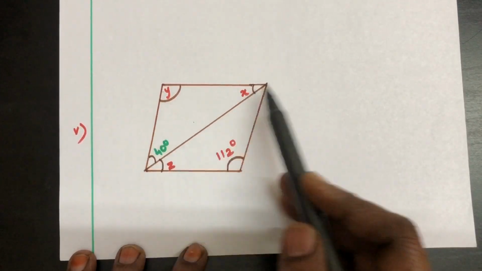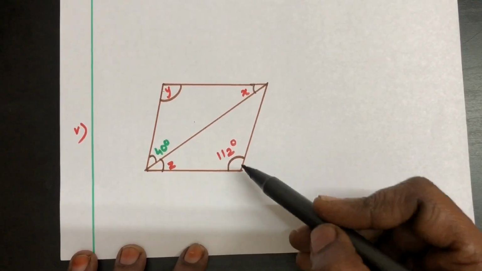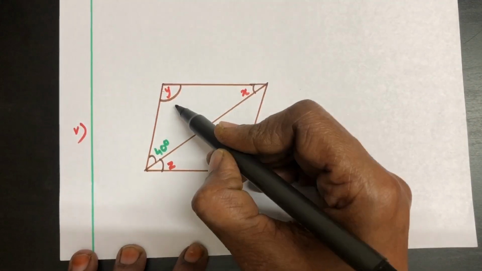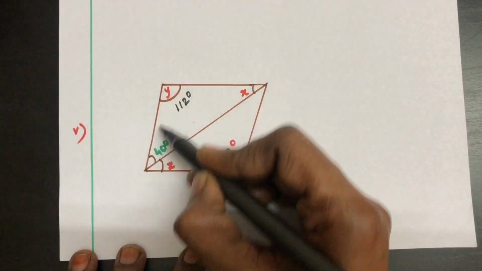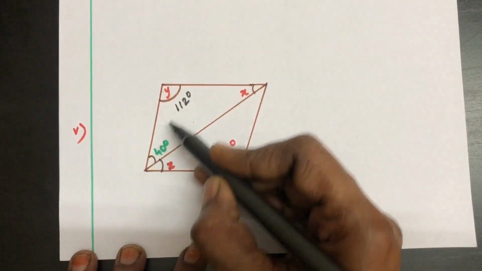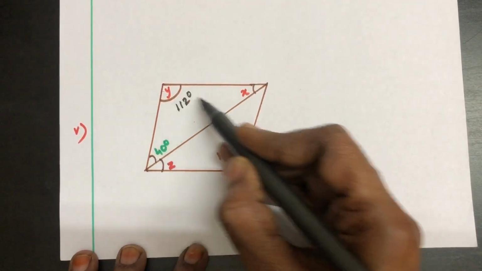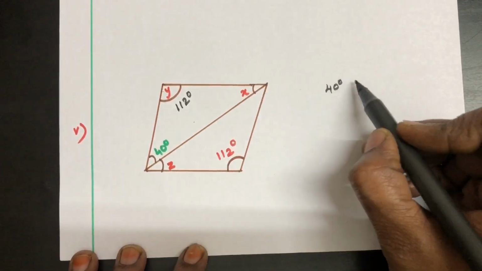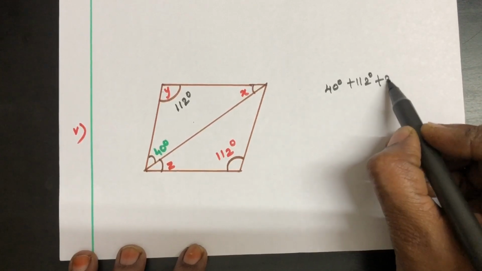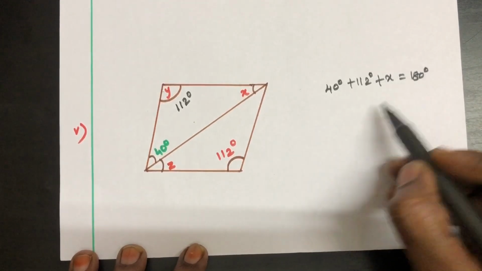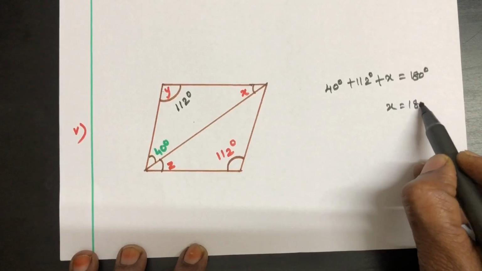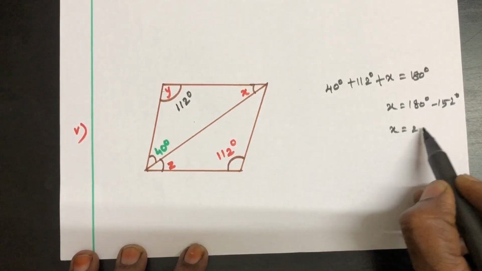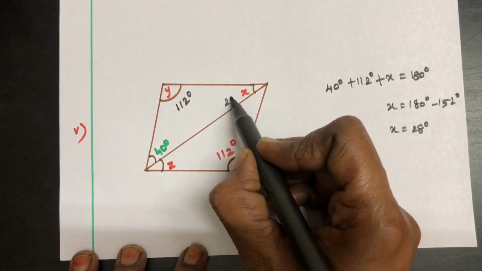Fifth subdivision. See, this is also a parallelogram. Parallelogram means opposite angles are equal. So this is 112 degree, which means Y is 112 degree. Consider this triangle alone. The sum of the interior angles, that means the angle sum, is 180 degree. Therefore, 40 degree plus 112 degree plus X is equal to 180 degree. X is equal to 180 degree minus 152 degree. X equals 28 degree.